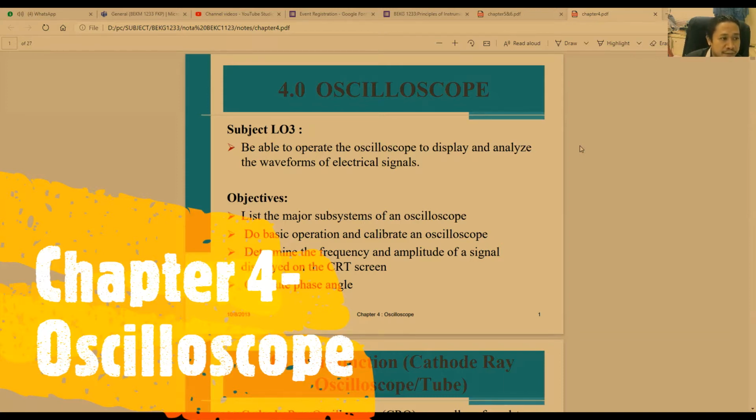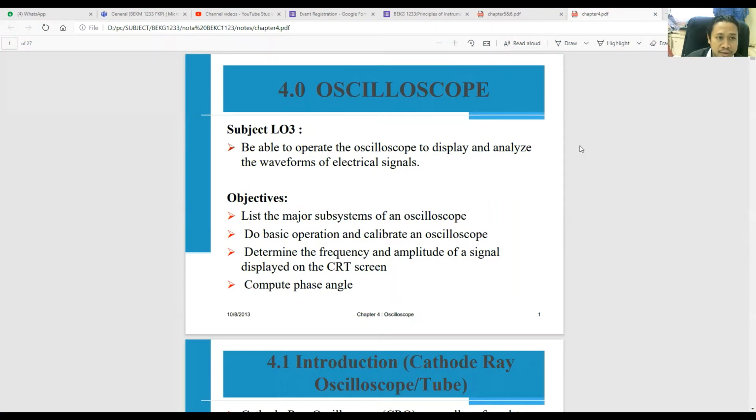The objective of these topics is, first, to list the major subsystems of an oscilloscope. This topic will be covered for the analog oscilloscope. Nowadays in the FKE lab, our oscilloscopes are totally digital, but we have to know the analog one. Before this we used the analog oscilloscope. Nowadays most labs use the digital oscilloscope, but the concept is the same.